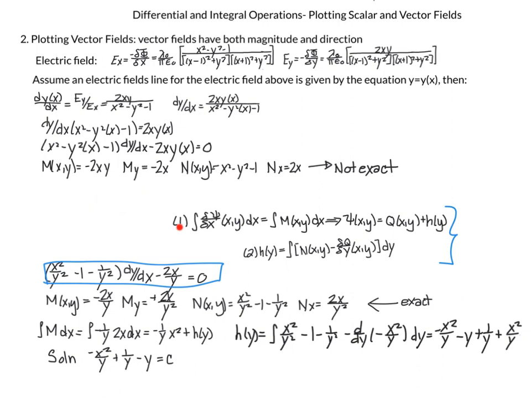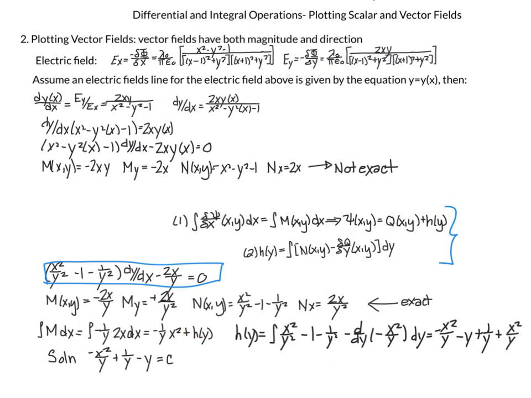I cleared out this space here so I could put my steps for when we have an exact equation. The first thing we want to do is integrate m of xy with respect to x. So where is my m of xy? It's over here. With respect to x, I pull out my minus 1 over y, since that's just a constant, and integrate 2x with respect to x. That gives me minus 1 over y times x squared plus some function of y, h of y.